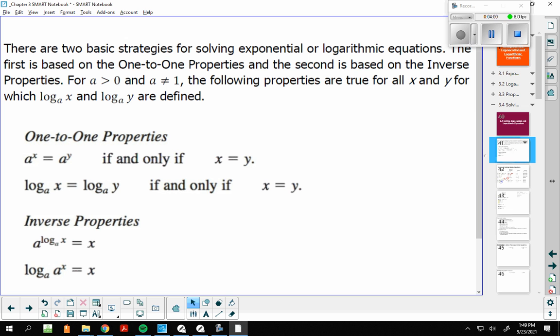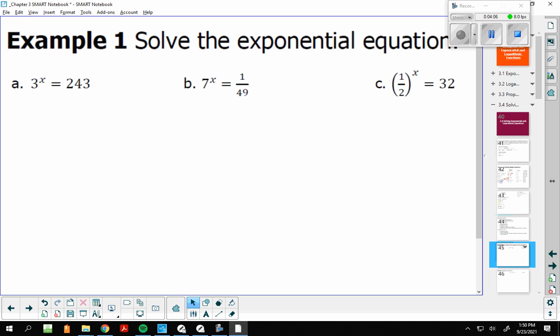We're going to use this property. When you have the same base, you can set the exponents equal. So what we want to do here is get the same base. So 3 to the x power equals 3 to the, I think it's 6th power. Oh, maybe it's 5th actually. 3 to the 5th power. Yeah, 3 to the 5th power. And now, because my bases are equal, we know that x has to be 5.